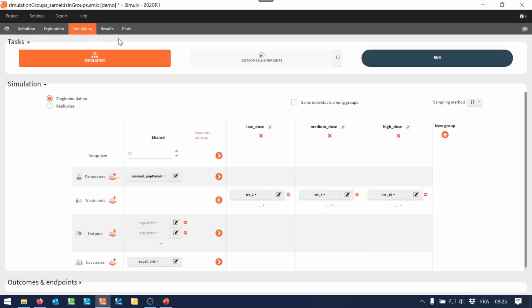In brief, the decision to enable or to disable same individuals among groups depends on the goal of your simulation. To focus only on the impact of the elements differing between groups, for instance, to investigate candidate dosing regimen to reach a specific target, enable same individuals among groups. To predict if elements will lead to a significant difference in parallel arms of a clinical trial, make sure the option is disabled to include the variability coming from the shared element as well.